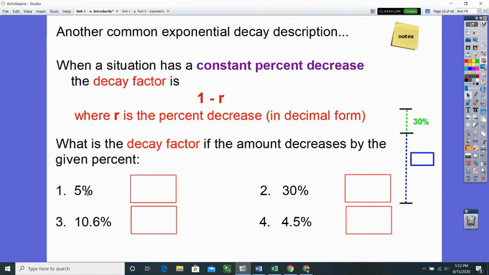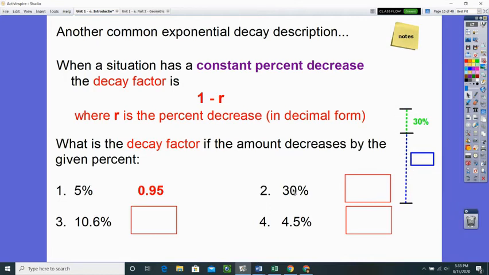So let me do this one with you. 5% would be a decimal of 0.05, not 0.5, guys. That would be 50%. So around the 5 and add a 0, 0.05. That is not your decay factor. That's how much came off. You need to know what is remaining. So if 5% came off, 95% remains, so your decay factor would be 0.95.